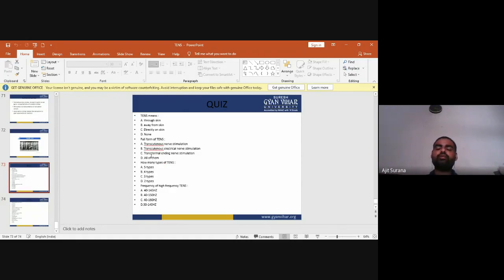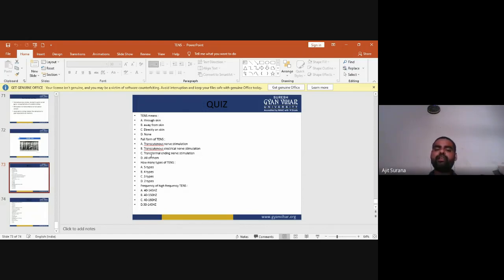Next question: TENS means. Options are through skin, away from skin, directly on skin, or none. Transcutaneous means through the skin. Now the next question is the full form of the TENS. Options are transcutaneous nerve stimulation, transcutaneous electrical nerve stimulation, transdermal ending nerve stimulation, or all of them. The answer is transcutaneous electrical nerve stimulation.